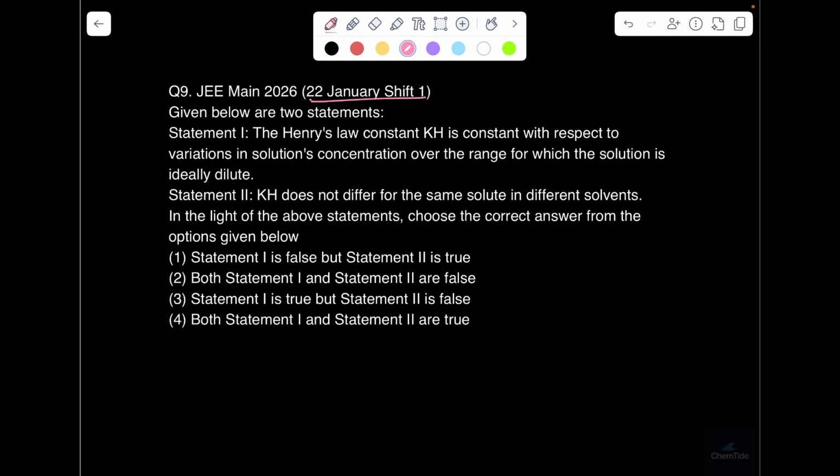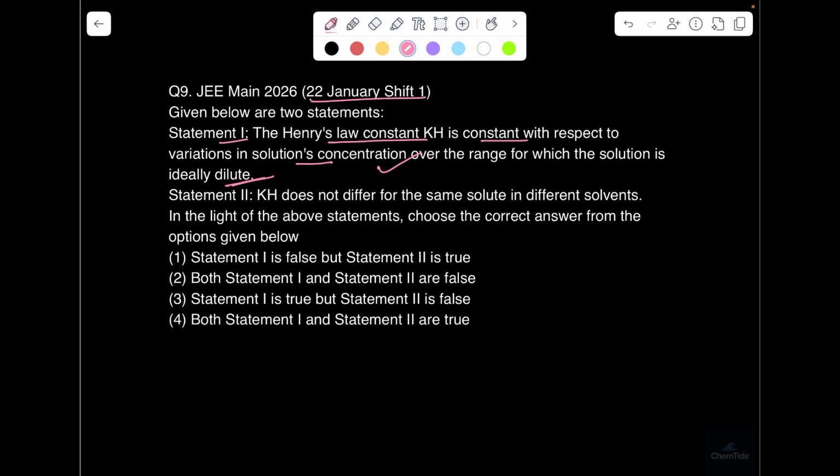22nd January shift 1 has a statement based question. Henry's law constant Kh is constant with respect to the variation in solution concentration over the range for which the solution is ideally diluted. So basically this is correct, because Henry's law constant depends only on temperature and the nature of solute-solvent interaction for an ideal diluted solution. It is completely free from the different concentrations within the diluted range. So that should be right.